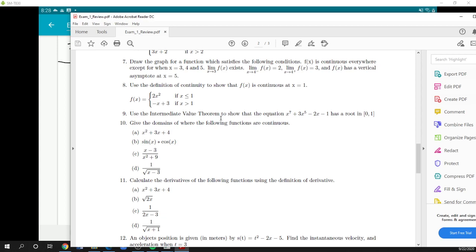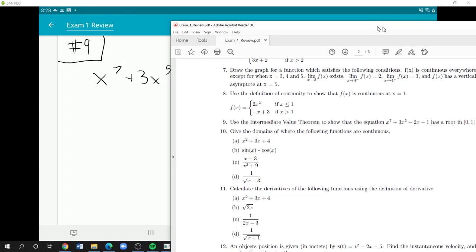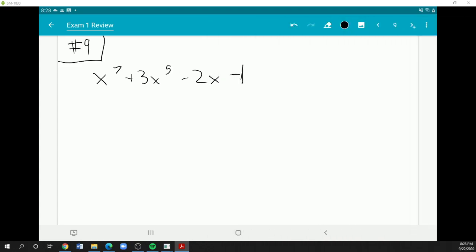Use the intermediate value theorem to show this equation has a root in 0, 1. So what do we mean when we say has a root? We just say this function is equal to 0. It has some x where that happens. And how can we use the intermediate value theorem to do this?